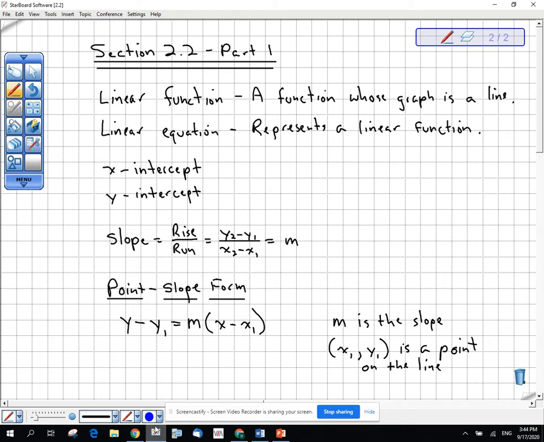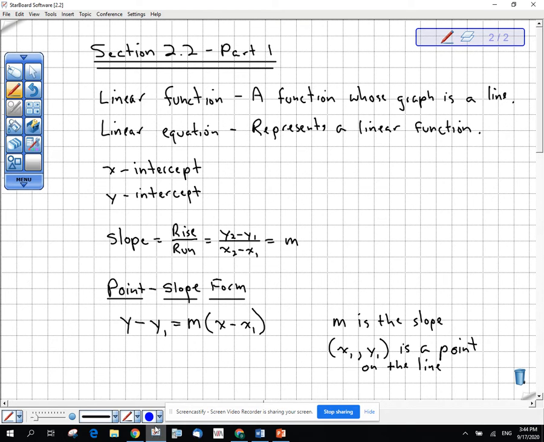Okay, linear function. A linear function is a function whose graph is a line. We defined what a function was in the previous section, and this is just one that has a line. Do you see the word line in the word linear? So it's just an adjective, linear, that uses the word line. It's like a line. And a linear equation then just represents a linear function. Let me give you an example.